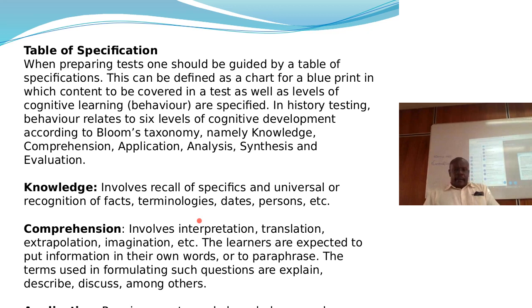Now, in the table of specification, we have to look at the various levels of learning that should guide our testing. For example, in Bloom's taxonomy, we have three levels of objectives. We have what we call the cognitive level objectives, the psychomotor, as well as the affective domain objectives. Under the cognitive domain objectives, we have the following six levels.